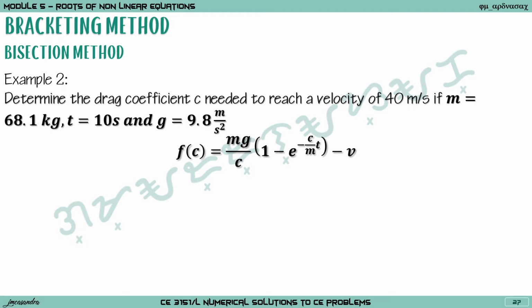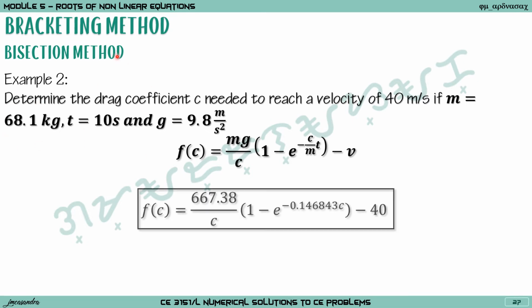We have the equation for the drag coefficient equal to mg divided by c times 1 minus e raised to negative c over m times t minus v. So we could simplify this equation using now our constant values. The function of the drag coefficient c can be simplified as 667.38 over c times the quantity 1 minus e raised to negative 0.146843c minus 40. So this will now be our working equation for finding the roots of c.